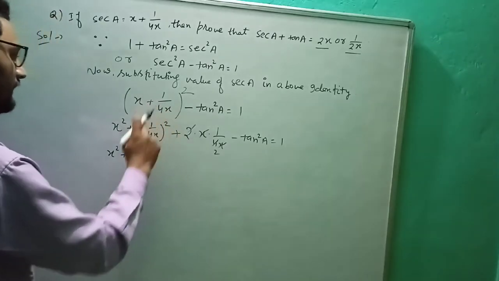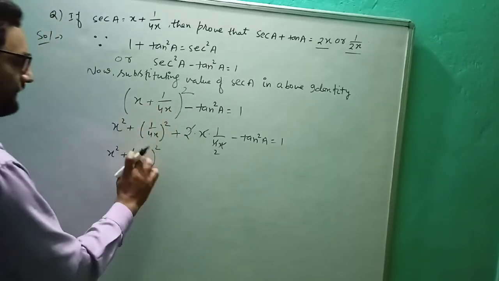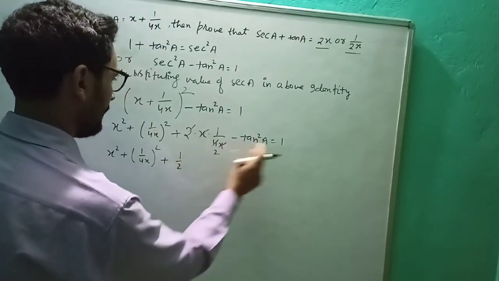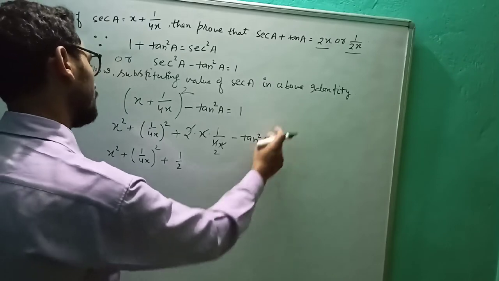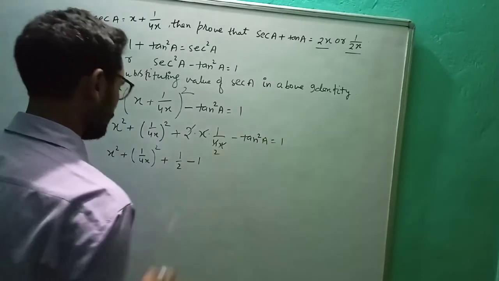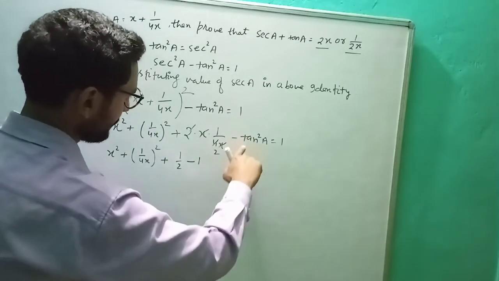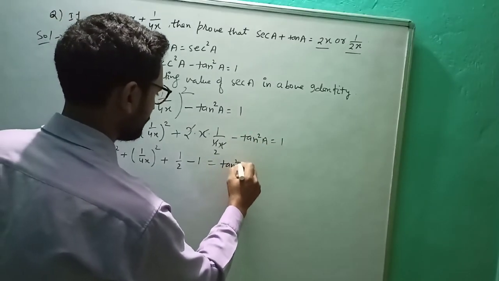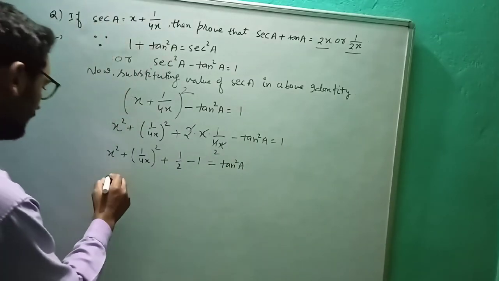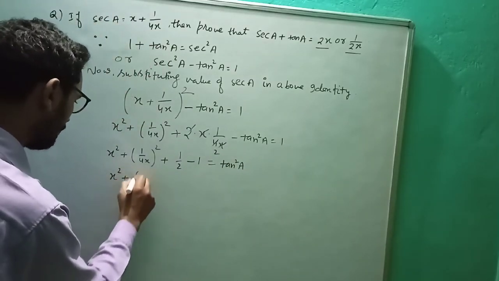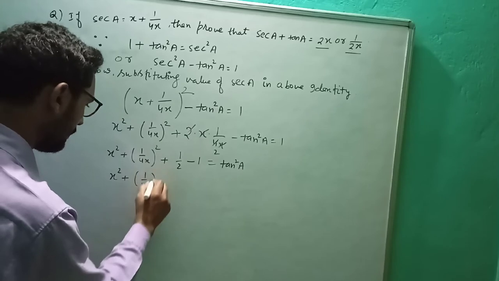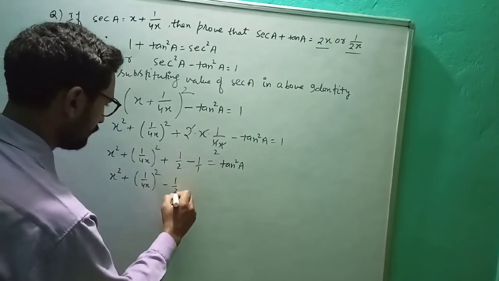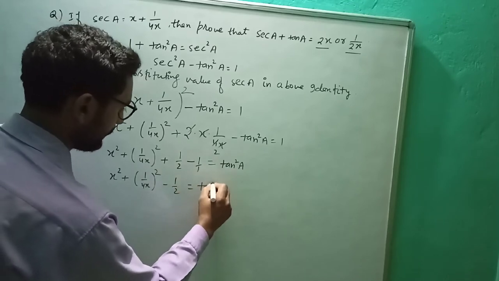Do not try to open this square, just write it as it is. This is 1 upon 2 there, and let's transport this 1 from right to the left. So this will become minus 1, and this tan square, which is on the left side, on the right side will become plus tan square A. So what we get is x plus 1 upon 4x whole square, minus 1 by 2, equal to tan square A.